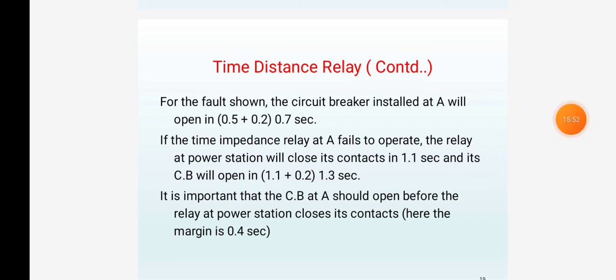Now we will watch a YouTube video regarding time distance relays.